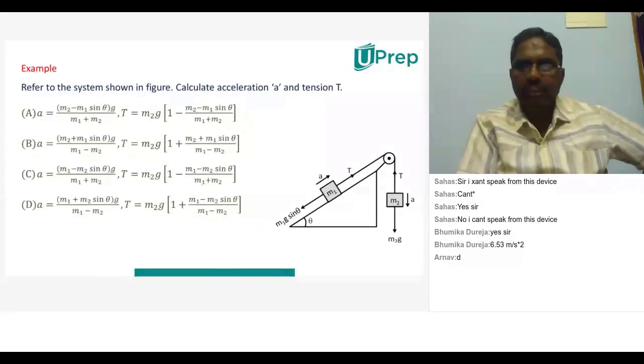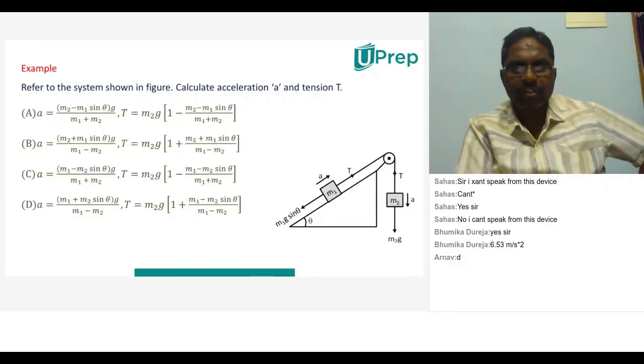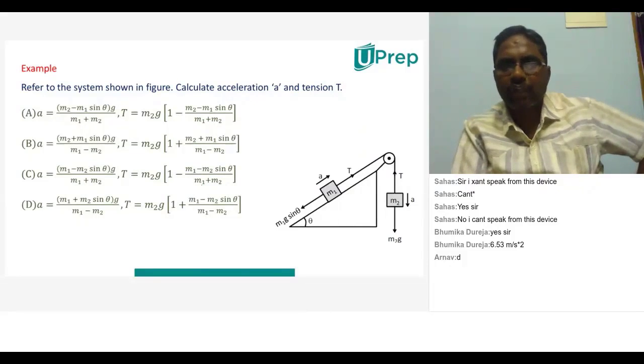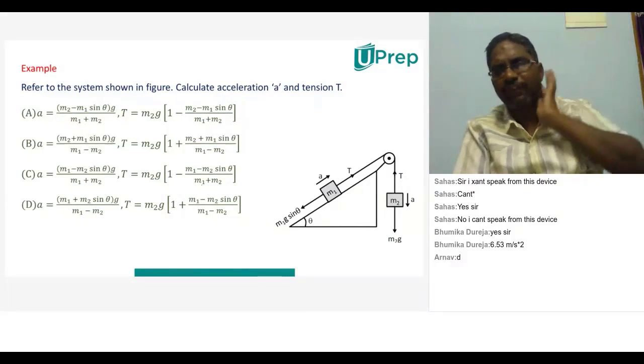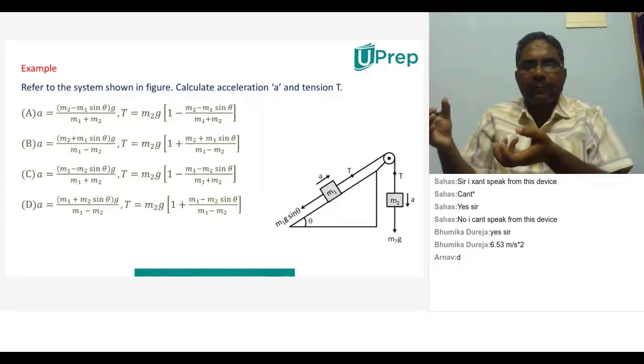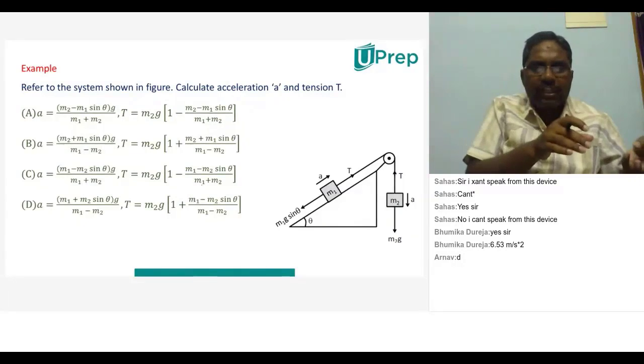Right. So this is a little bit tougher one, but you have to make it. So here one system is there. And in this system, what will be the acceleration? What will be the tension? That you have to find, similar to the first one. What did you do in the first one? How many forces are acting on the first object? How many forces are acting on the second object?